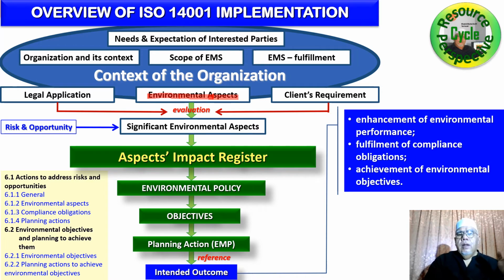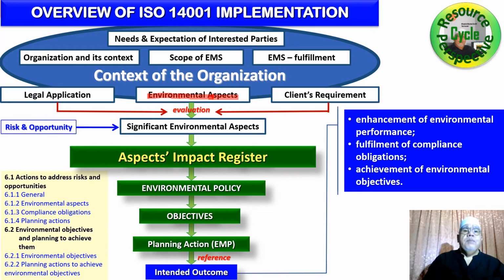Okay, when we want to establish an environmental management system, we need to first identify what are all the environmental aspects that are involved in our organization, in our company, in our processes, in our activity, in our services, in our product. How to do it? I'm going to show you the input-output analysis.